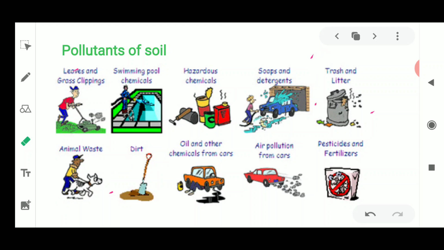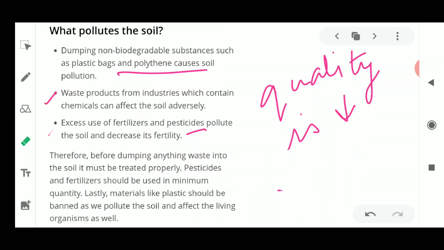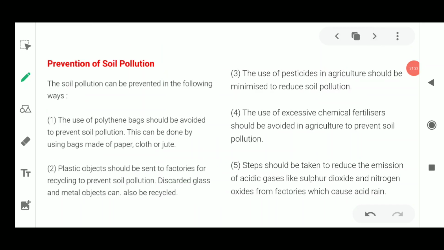So this is about the pollutants of the soil, which cause a decrease in quality and cause soil pollution. Therefore, we should keep certain things in mind: before dumping any waste into the soil, one must treat it properly. Pesticides, insecticides and fertilizers should be used in minimum quantity. Plastics should always be banned because they pollute the environment. So this was all about how to control the pollution.